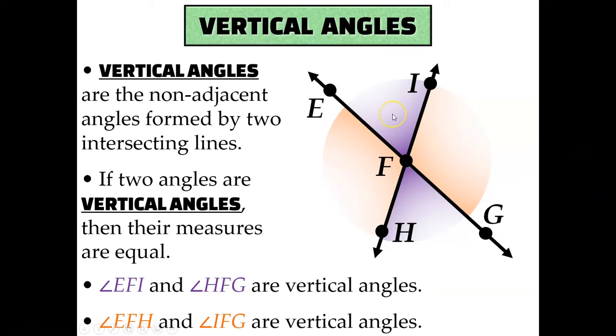So in every diagram that features two intersecting lines like this, you'll have two pairs of vertical angles, those are the non-adjacent ones, and you'll have four linear pairs, these two, and these two, and these two, and these two. You'll see that in every diagram that has two intersecting lines.